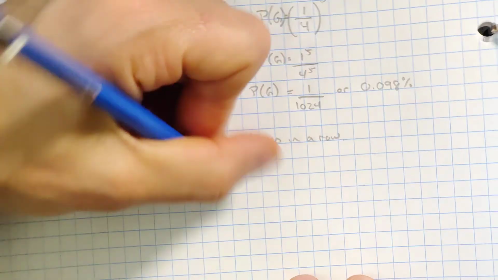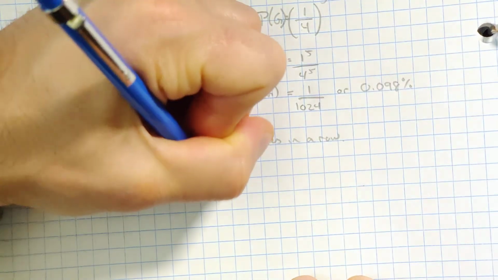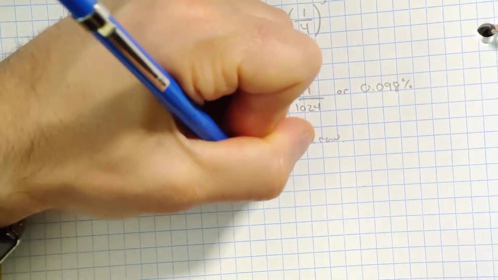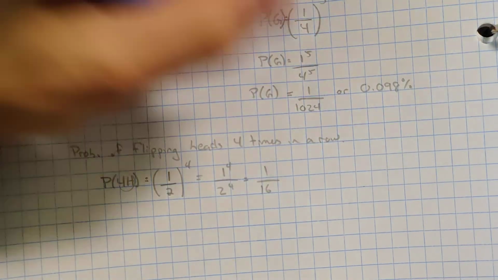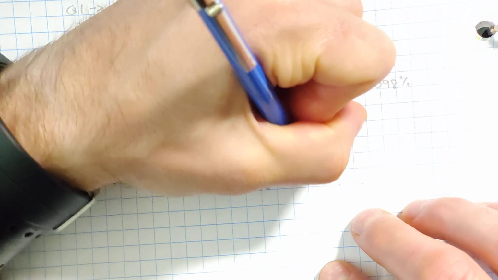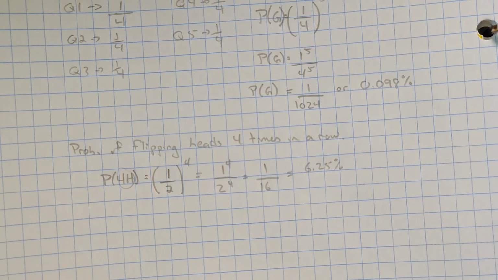And so 1/2 to the power of 4 is equal to 1 to the 4 over 2 to the 4, which is 1 over 16. And so we get 1/16, which as a percent is 6.25%. So that's some application of our exponents when working with some probability situations, and again, something that you'll take a look at next year in some data management.